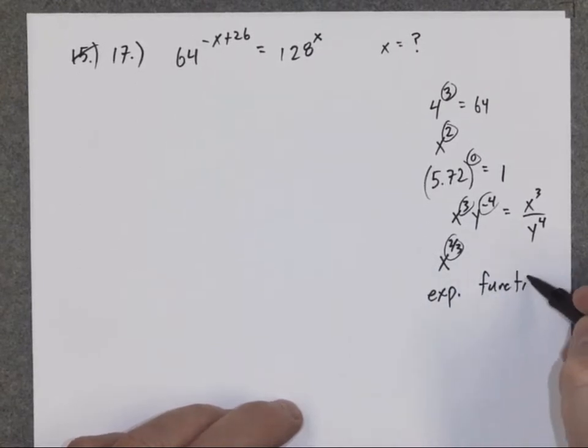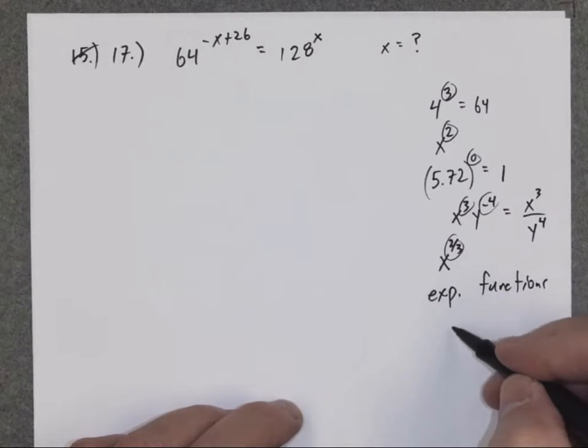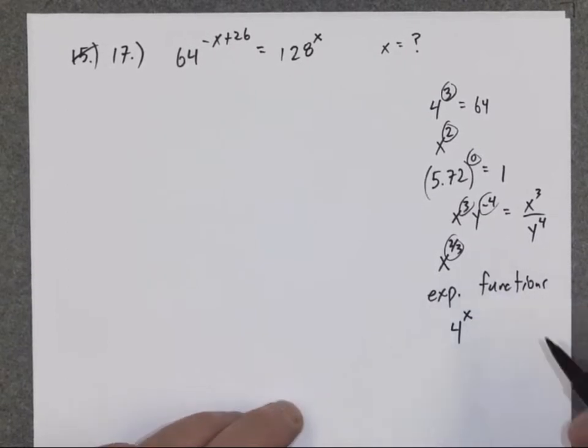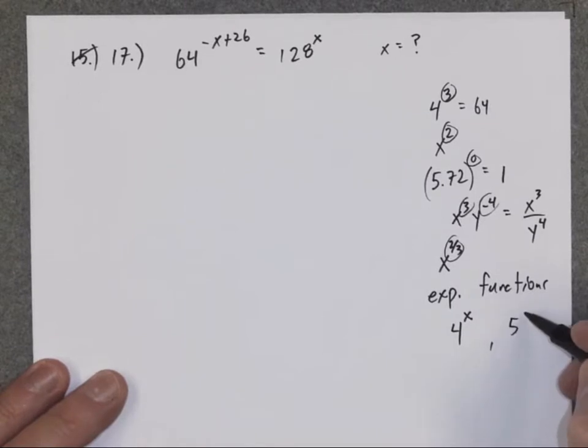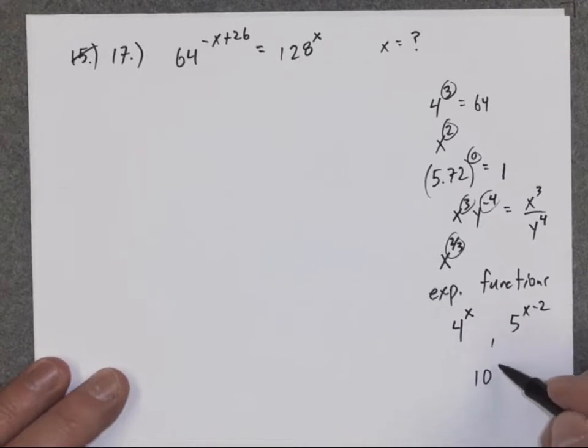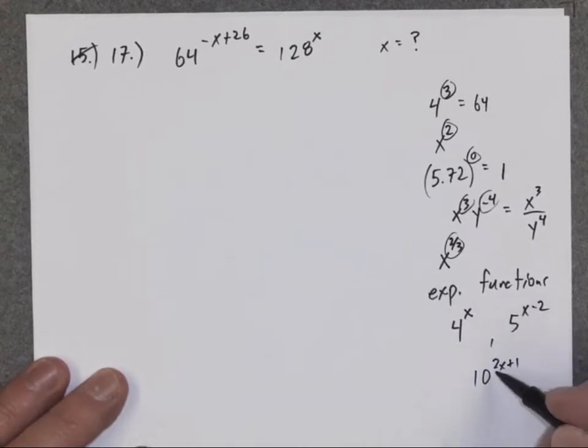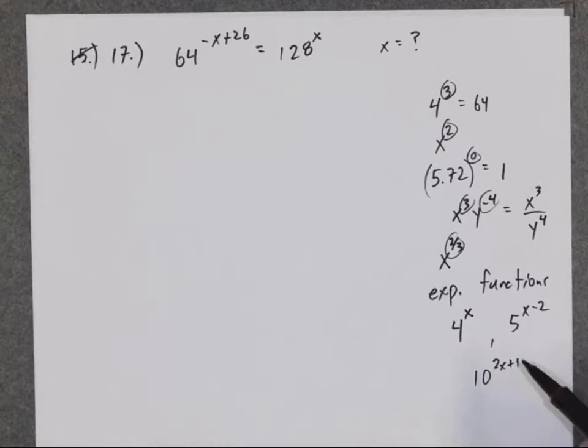However, when we get to exponential functions, the thing that really changes is now we start having variables in the exponent. That is something new. Up until now, the exponent has always just been numbers, all different kinds of numbers, but still numbers. Now we're going to start having variables up in the exponent. 5 to the x minus 2. 10 to the 2x plus 1. All right. These are all examples of exponential functions.